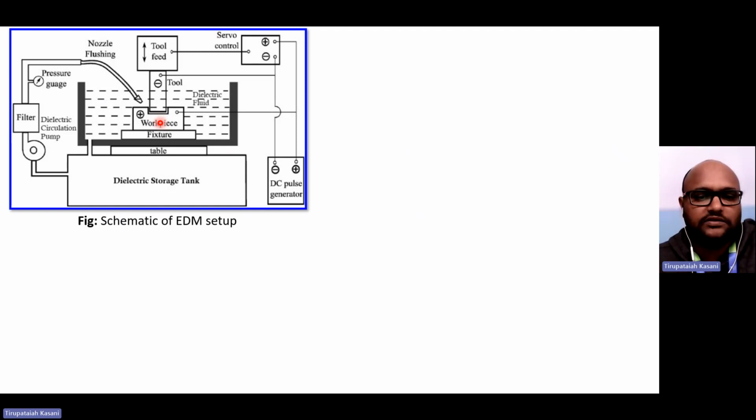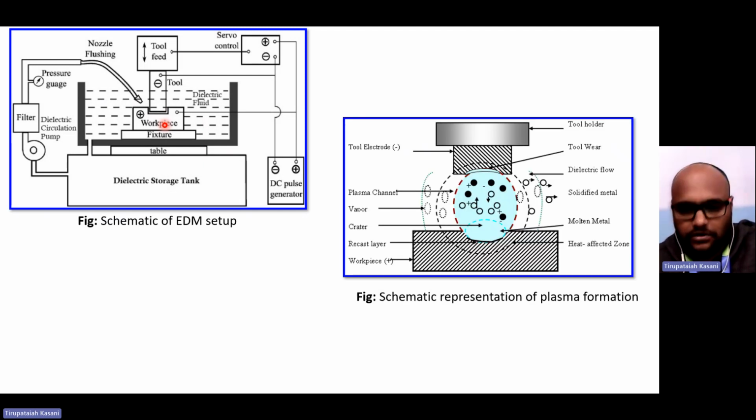Here this is the workpiece and this is the tool. All this process will be happening inside the dielectric fluid medium, not in the open atmosphere. See here, due to the non-conductivity nature of the dielectric medium, it is not allowing the current to pass through it. That is the reason why initially the potential difference is developed between the workpiece and the tool. And how the spark is generated, we will look into it.